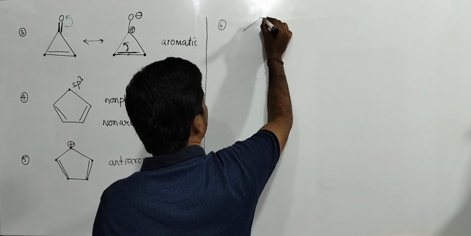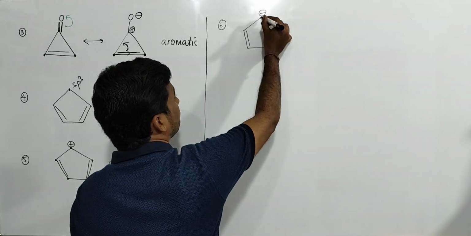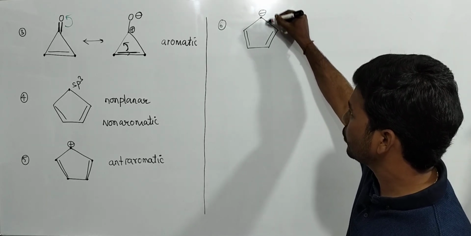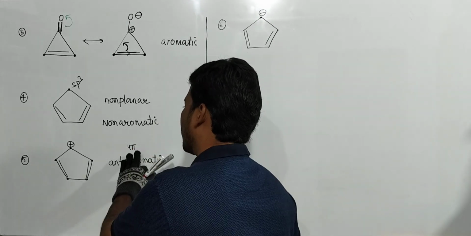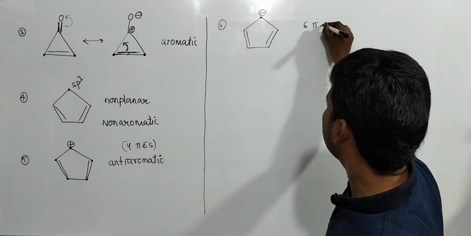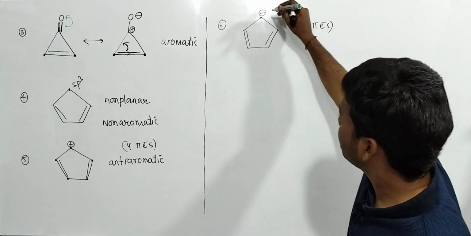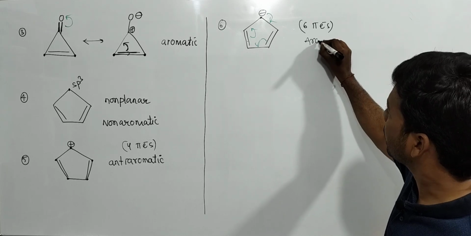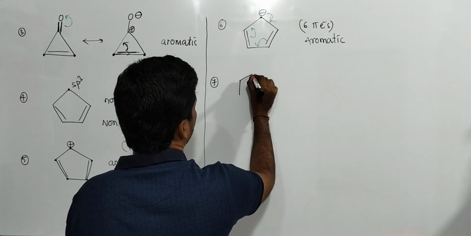Next example, if you take this molecule. Planar or not? Yes, planar. Cyclic, aromatic or not aromatic? This lone pair is also 2 electrons, 2 plus 2 plus 2, total 6 electrons. Here only 4 pi electrons, but here 6 pi electrons are involved in delocalization. This negative charge means 2 electrons involved in delocalization like this. Total 6 electrons involved in delocalization. So this is aromatic. Next, 7th one, if I take like this.